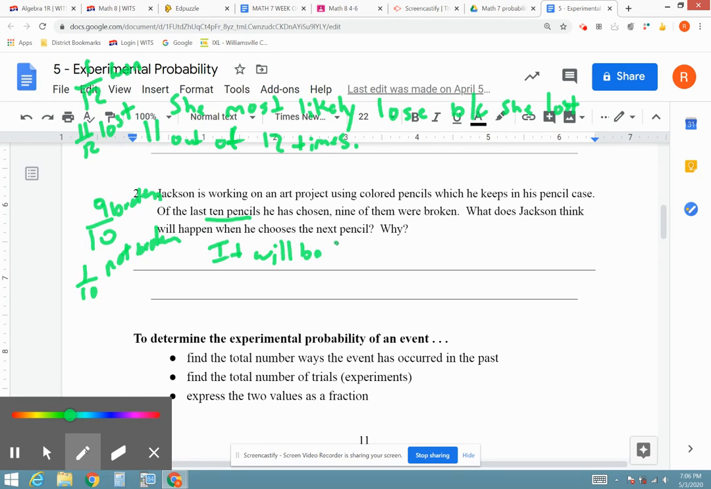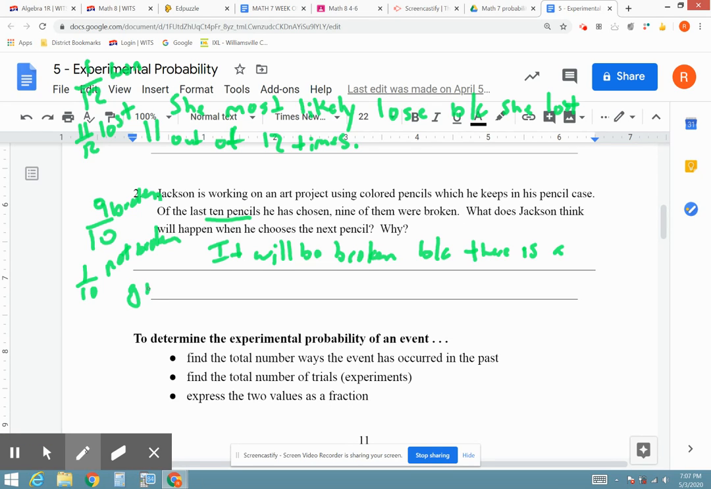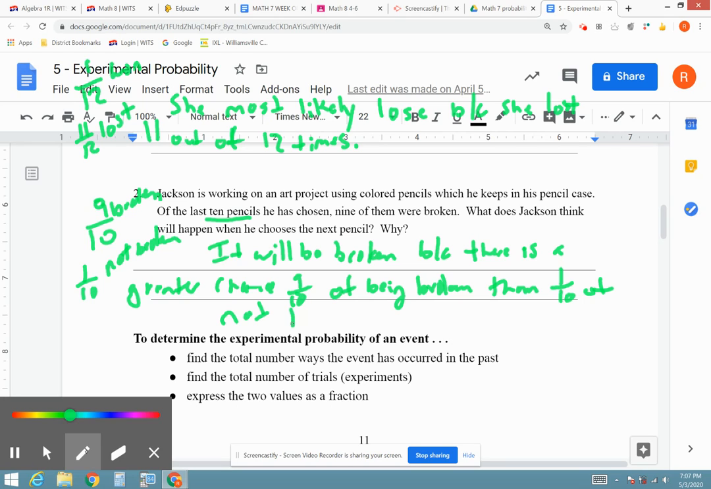It will be broken because there is a greater chance of being broken than 1 out of 10 of being not broken.